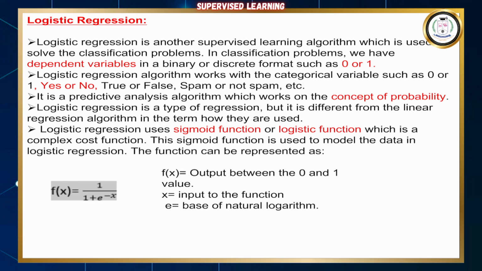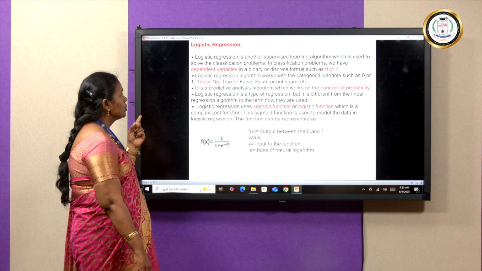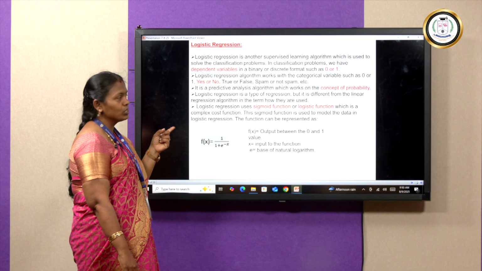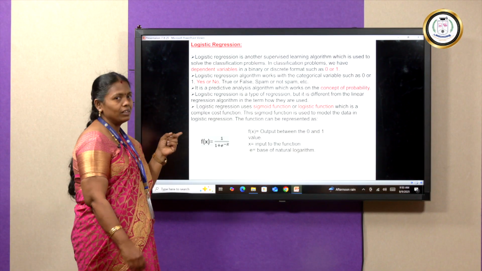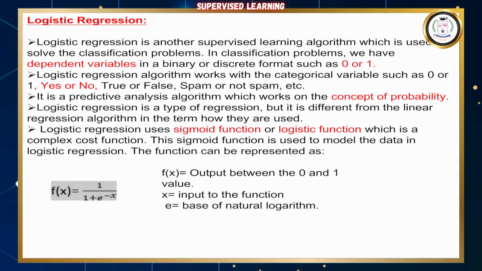This is my logistic regression. Logistic regression is also a main supervised learning algorithm used for classification problems. It is mainly used for classification problems, depending upon the dependent variable, whether it is 0 or 1, yes or no, true or false. In that condition, we will be using logistic regression.